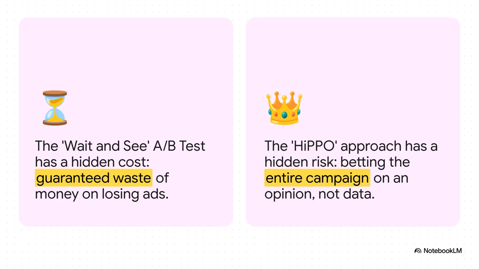Now, the old playbook really only gives you 2 options, and let's be honest, they're both pretty flawed. First, you could do a classic A/B test. Split the budget 5 ways and just wait. But here's the hidden cost. You are guaranteeing that you're going to waste money on the losers while you're learning.